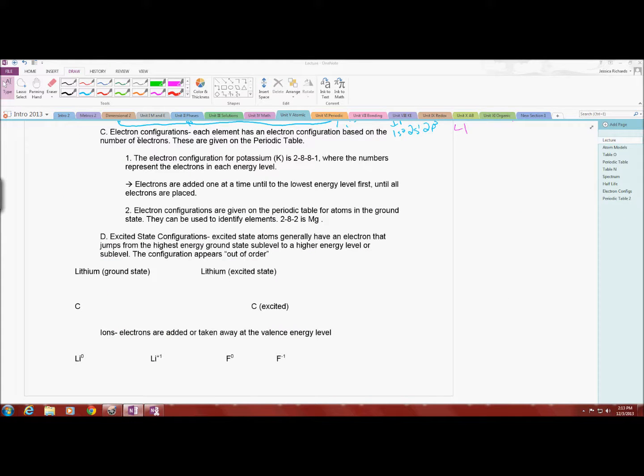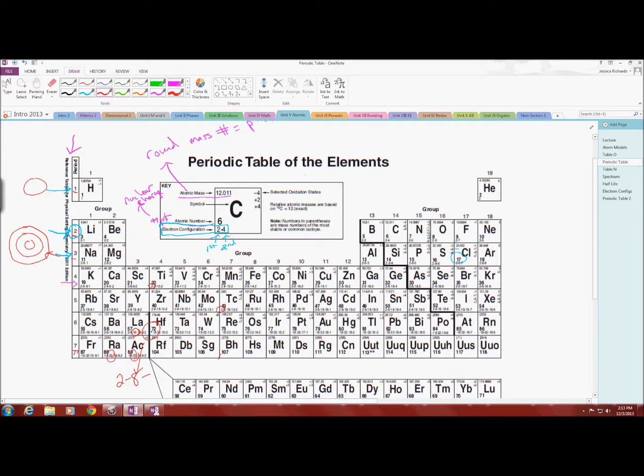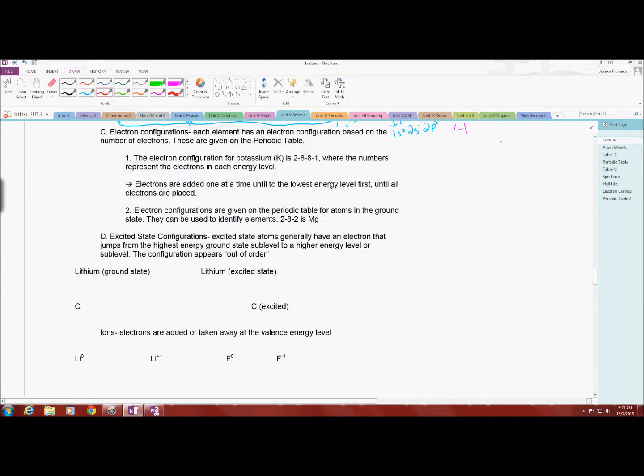So the electron configurations are on your periodic table. We can use them to identify an element because, of course, you can just add up the numbers and say 2 and 8 is 10 and 2 more is 12. And element number 12 on our periodic table is, ta-da, magnesium. So as long as they're giving you the electron configuration for an atom, you can use them to look them up. They will be different for ions.